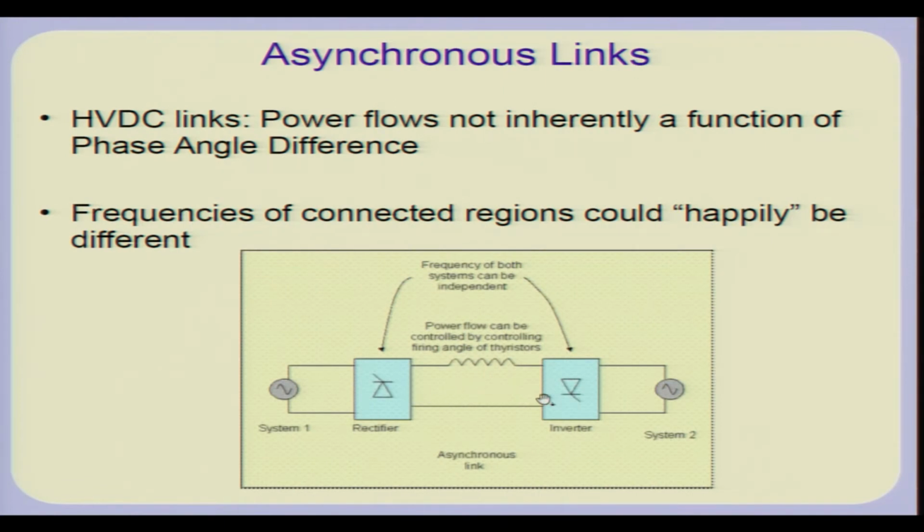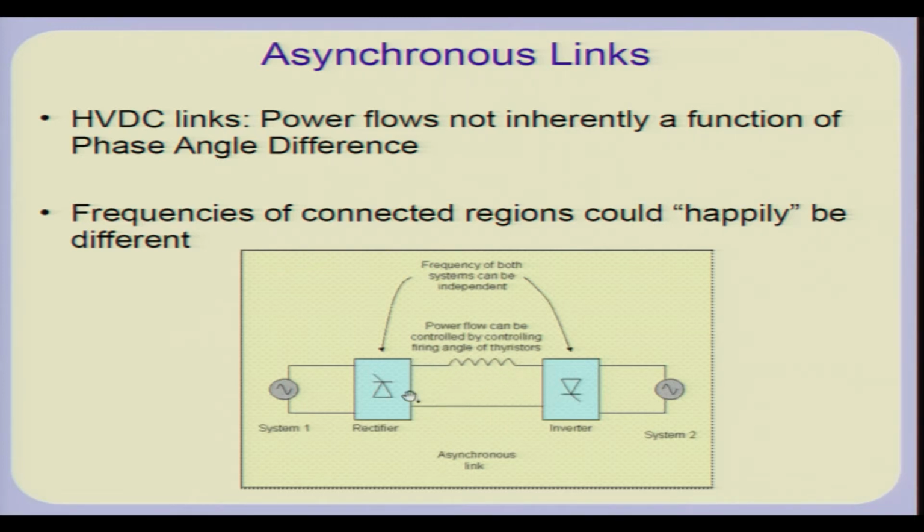But what if you have got asynchronous links? Now, one of the important things about HVDC links, that is high voltage DC links, the picture which is shown here in fact has a line commutated converter based HVDC link, but it could be even a voltage source converter based HVDC link. And the important thing is power flow is not inherently a function of the phase angular difference. Okay. So, the power flow in fact can be controlled. What is the power flow dependent on?